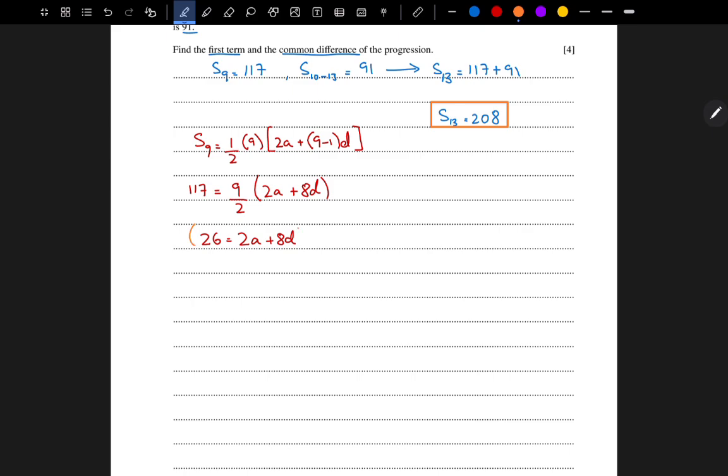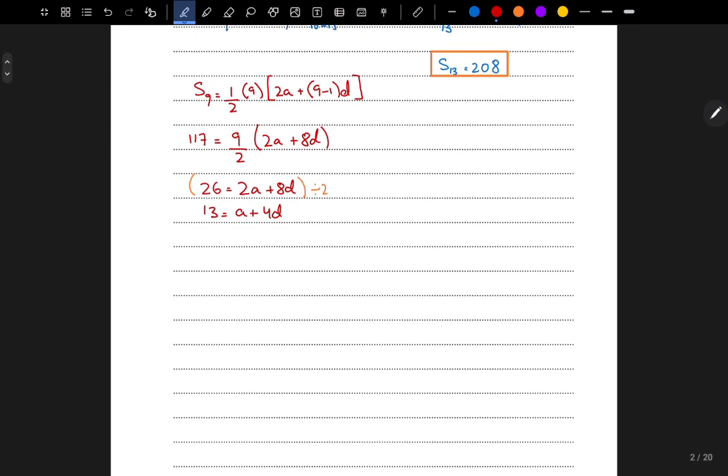If we divide both sides by 2, this will give us 13 equals a plus 4d, and we can rewrite this and make a the subject, and this will give us a equals 13 minus 4d.